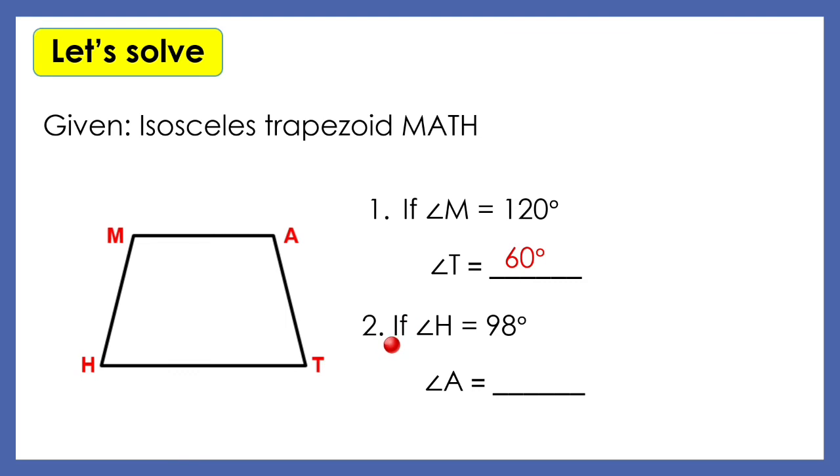For number 2, if the measure of angle H is 98, what is the measure of angle A? So, this is our angle H and this is our angle A. They are opposite angles. Their sum is 180 degrees. Therefore, 180 minus 98 is equal to 82 degrees. That is the measure of angle A. Let's now proceed to another theorem on isosceles trapezoid.